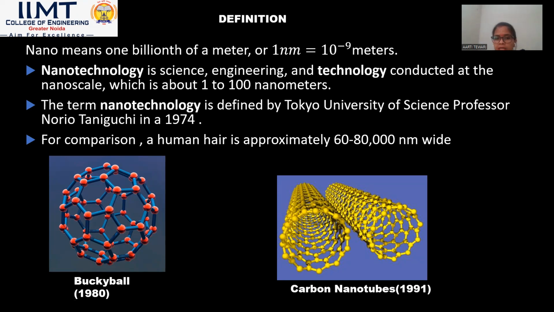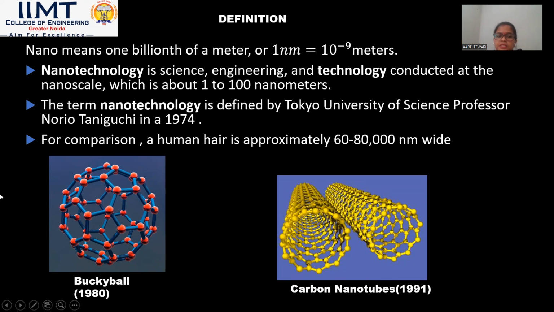Now, if you want to visualize how small that nanometer unit is, then see a human hair, and that human hair is approximately 60 to 80,000 nanometers wide. So one can imagine how small that unit is, right?